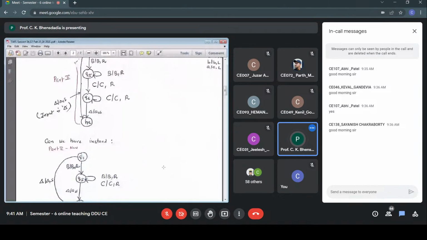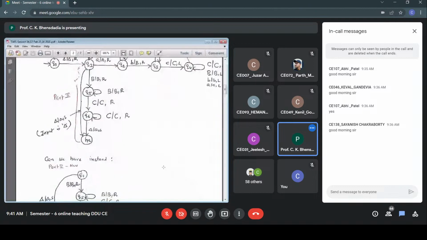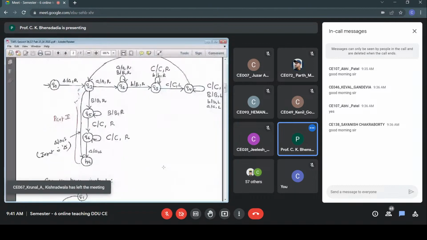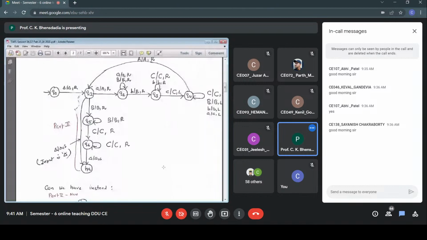Someone wants to try out? Is it possible to merge Q5 and Q6 into a single state? The question is, we should be able to, or we should be able to handle ABCs. If anyone can answer this.